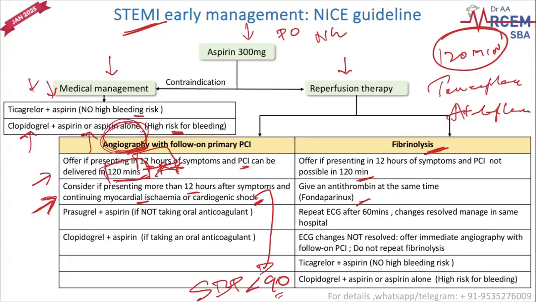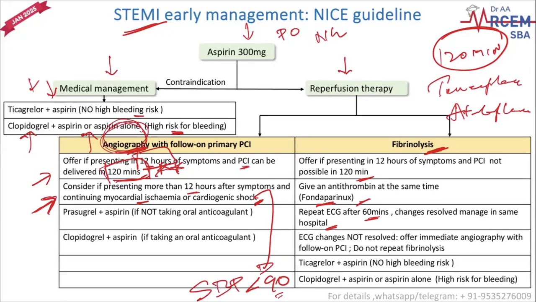So there are various thrombolytic agents which are available. You will be using them according to the local protocols. After you thrombolyze, or during the thrombolysis itself, you give fondaparinux at the same time when you start the thrombolysis. After you have completed the thrombolysis, wait for 60 minutes, repeat an ECG and see.